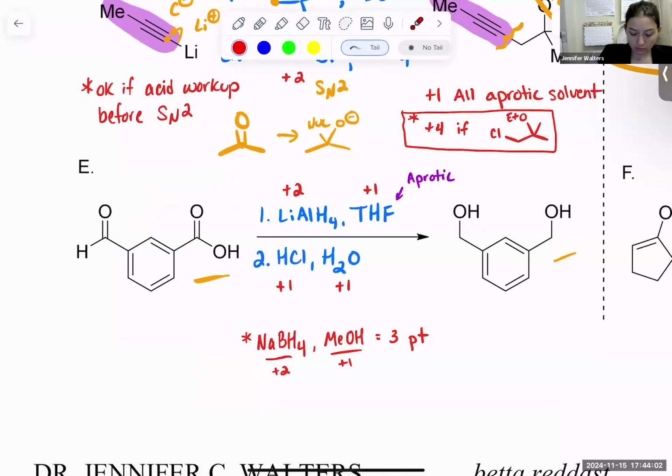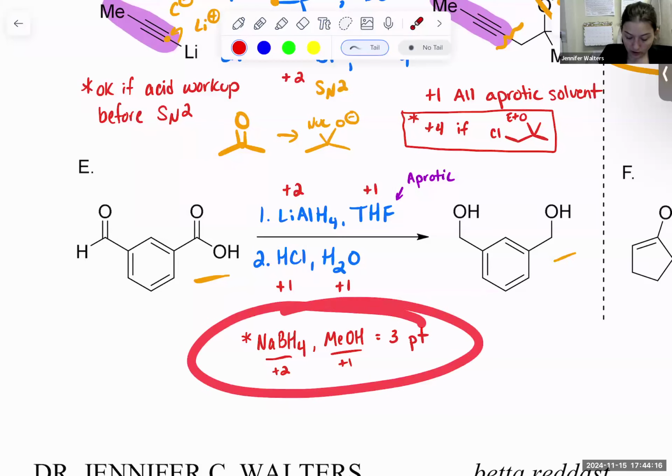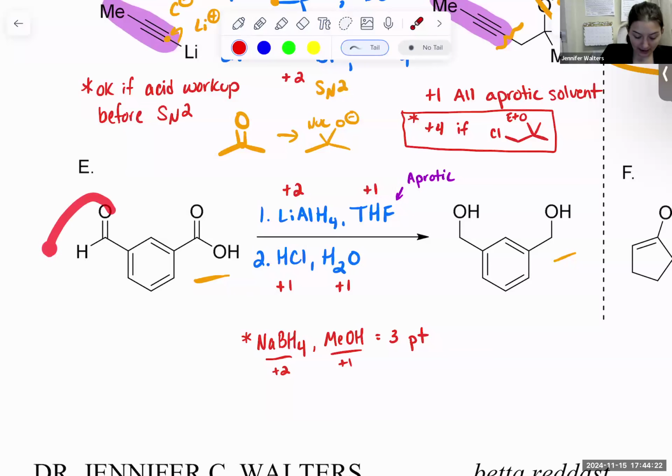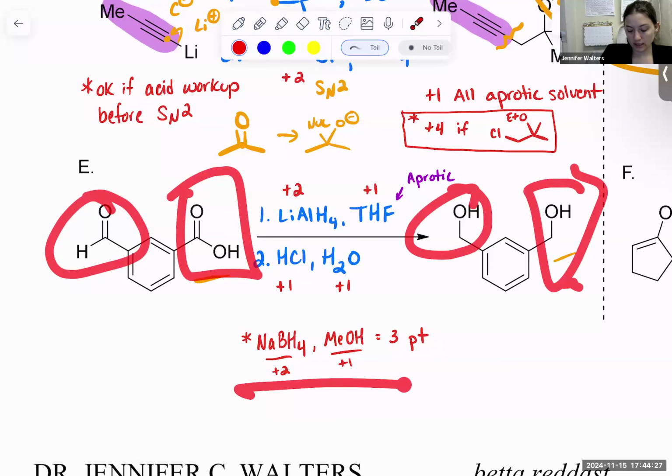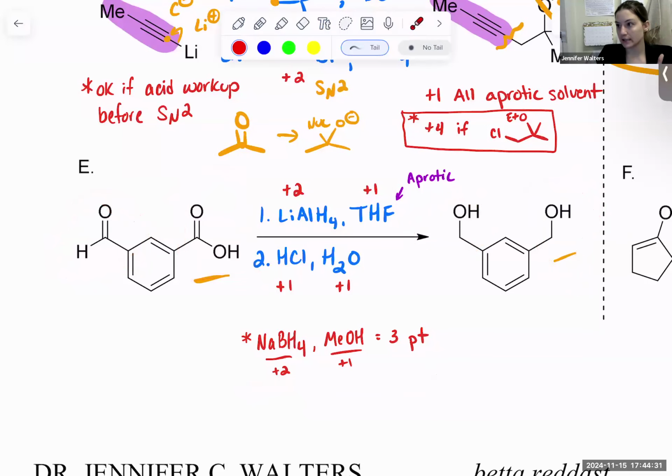And then because strong base, you must have the acid workup. So then you received 1 point for HCl and 1 point for water, water being the reasonable solvent, HCl being what actually gives you the protonated product. If you tried to do sodium borohydride with methanol, that received only 3 points because yes, it is going to reduce your aldehyde, but it won't reduce the carboxylic acid. So that was not the reagents you needed in order to go from the carboxylic acid. The key indicator there was that's why you need lithium aluminum hydride.